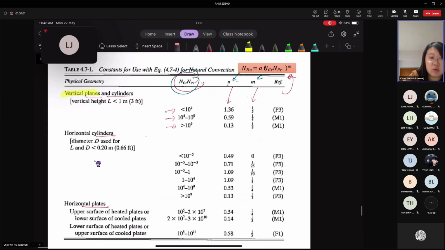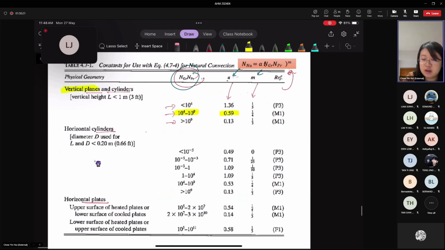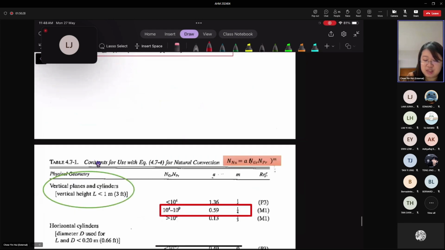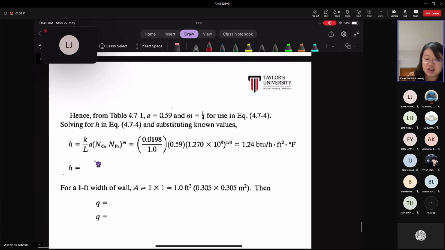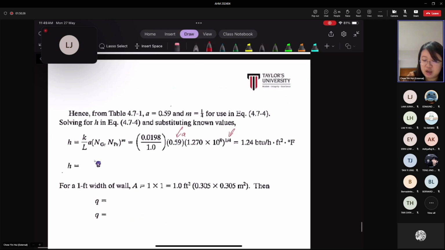For a vertical wall, our product of Grashof and Prandtl number is 1.27 10 to the power of 8, which means it lies between 10 to the power of 4 and 10 to the power of 9. So your a value should be 0.59, and then the m should be 1/4. Now I'll directly skip here for you to see. Then we can substitute. This is the a value, and this is the m value, 1/4.